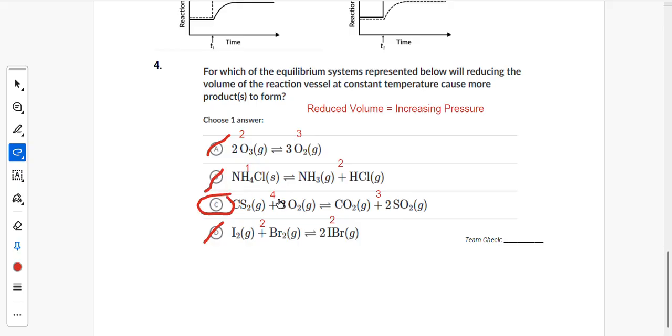The reason why is because we have 4 on the left side and 3 on the right, and increased pressure favors the side with fewer molecules. C is the only one where there are fewer molecules on the product side. All of the rest are either even or there are fewer molecules on the reactant side.